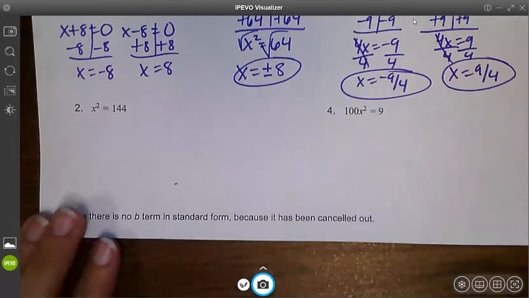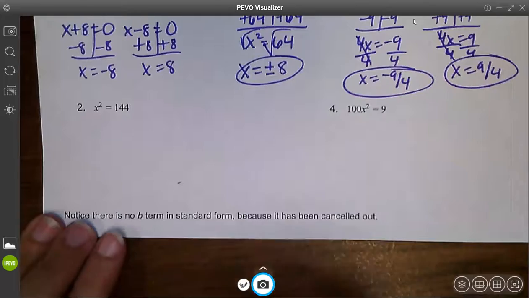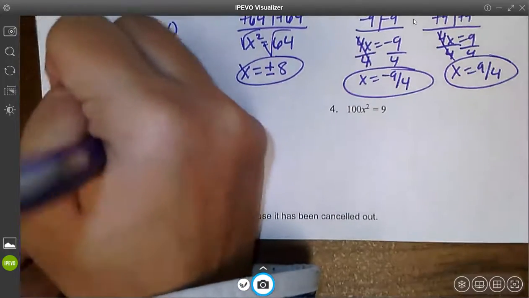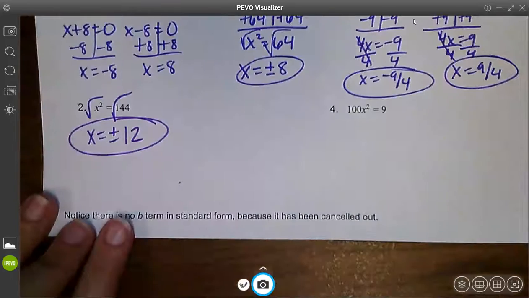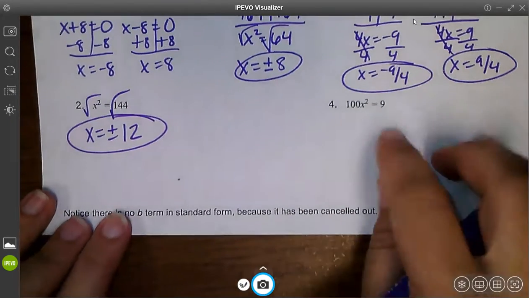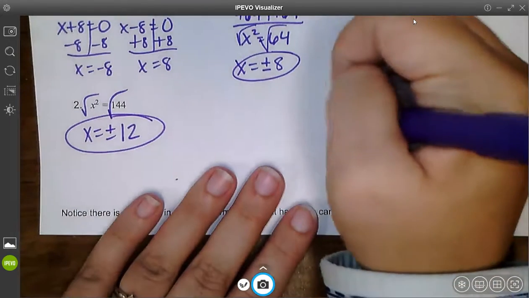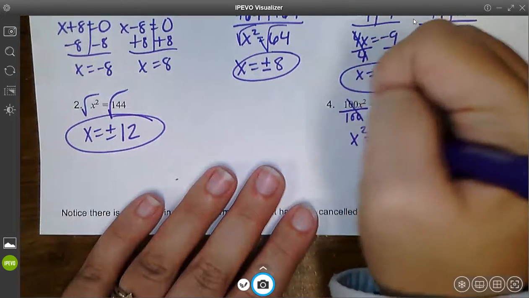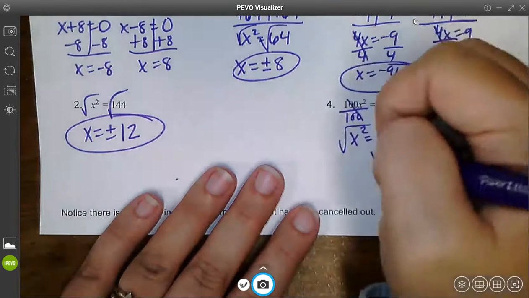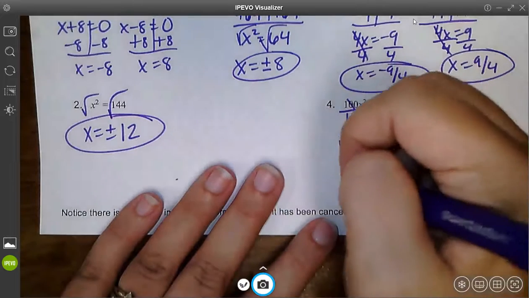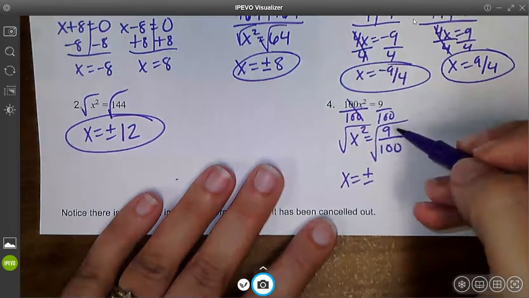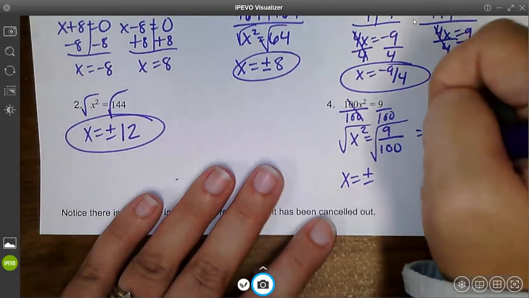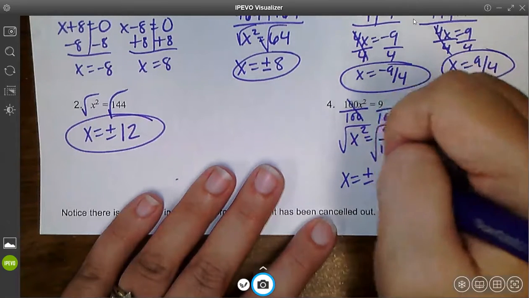The next one, this one's already set up to solve by taking the square root. So I'm just going to take the square root of both sides, and I have x equals plus and minus 12, because 12 times 12 is 144. And here I'm going to do the same thing. I'm going to divide both sides by 100. And I have x squared equals 9 over 100. Take the square root of both sides. You have x equals plus and minus. When you're taking the square root of a fraction, you can take the square root of each piece. And you get 3 over 10.